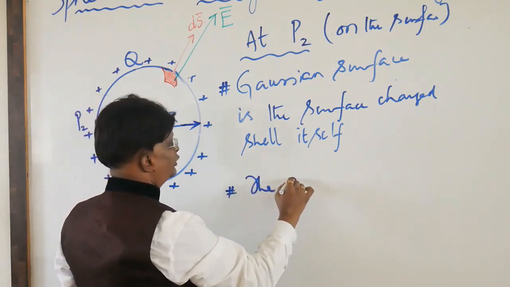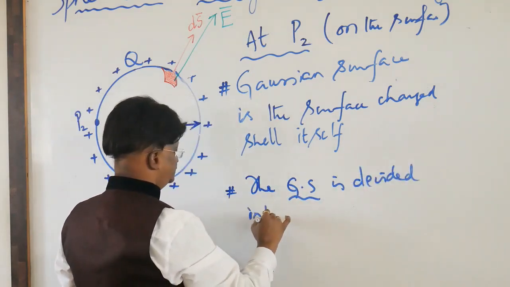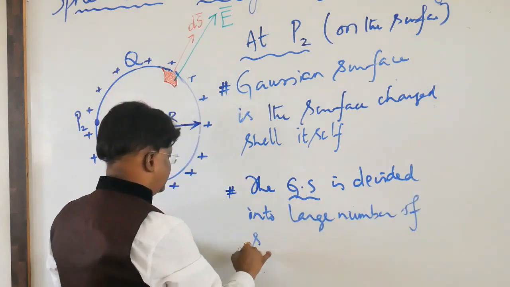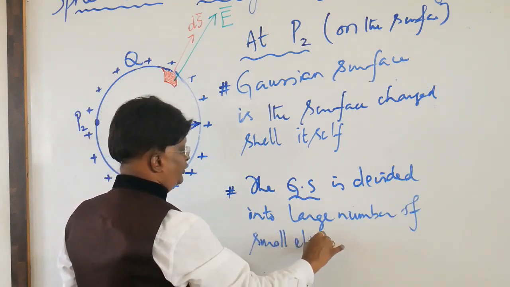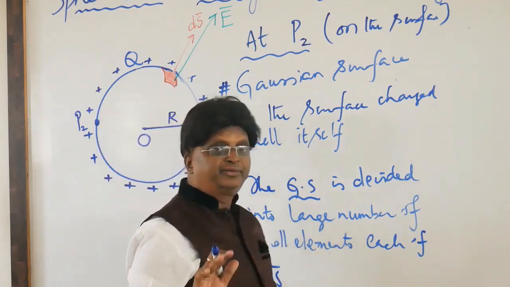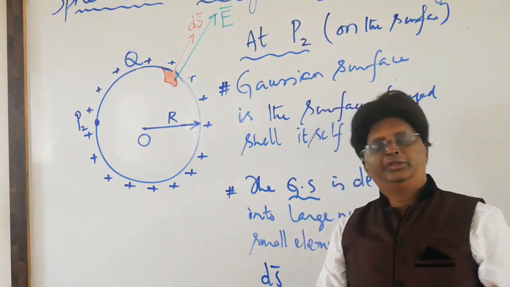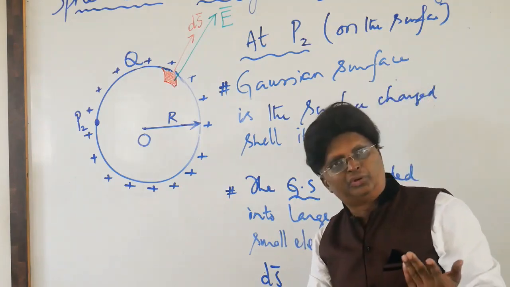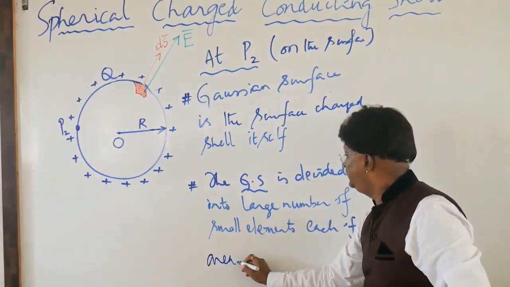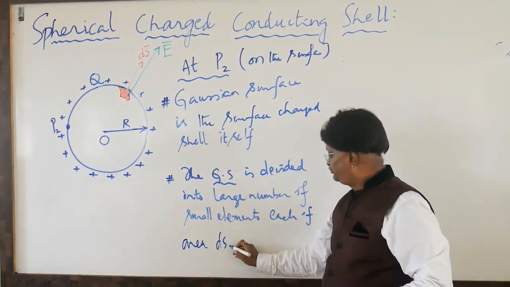Now the Gaussian surface is divided into a large number of small elements, each of ds bar. Since here it is a uniform curvature, each element is identical. The only thing is that the normal keeps changing from element to element. So this is the element, each of area ds, magnitude I am writing, ds magnitude.